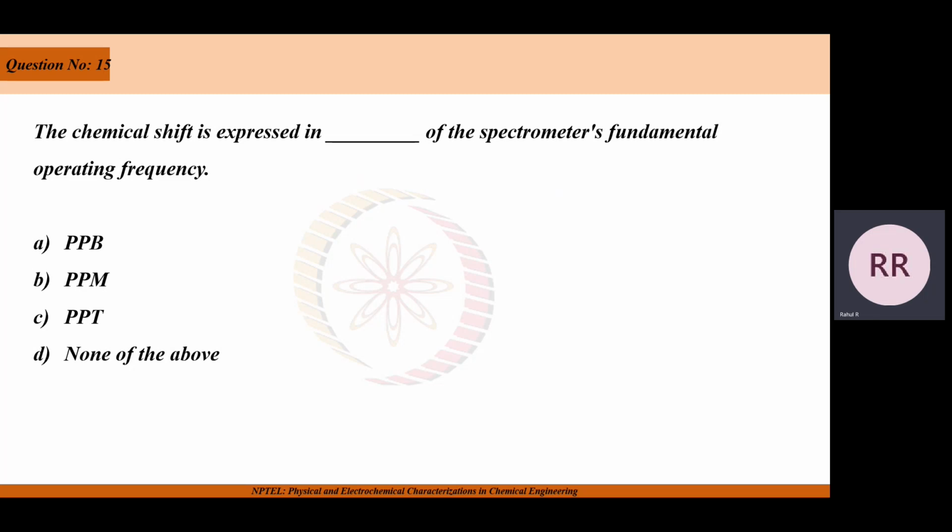Now let us go to the next question, which is: a chemical shift is expressed in dash of spectrometer's fundamental operating frequency. So what is that particular unit? Is it parts per billion? Is it parts per million? Is it parts per trillion? Or none of the above? Which is that particular unit in which the chemical shift is expressed in terms of spectrometer's fundamental operating frequency? I can give you a few seconds to think about the answer.